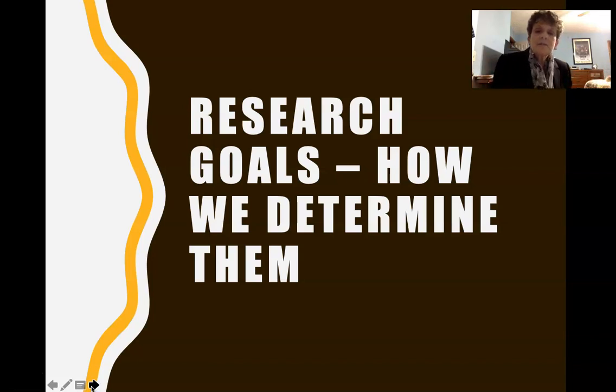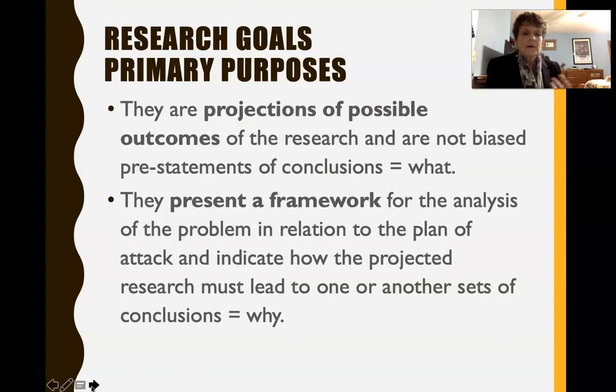So we've talked about goals, and we've talked about how to make sure that they cover all the relevant points. But how do we decide what our goals are going to be? This is probably something that you have an idea of, but sometimes it's a little harder to decide exactly what you want. So the reason we write research goals is we want them to be ideas or projections of possible outcomes, and we got to make sure that we don't have any bias in them. We don't want to try to put a conclusion in your goal.